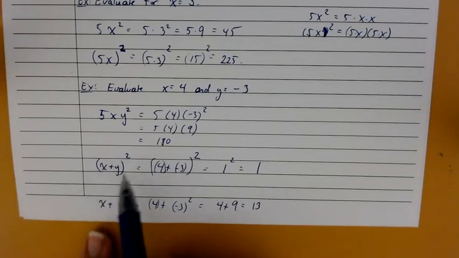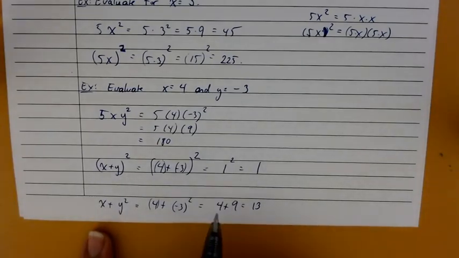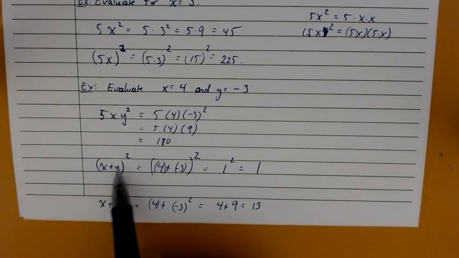So notice again, with parentheses versus without parentheses means something very, very different. Here it means you square all of this stuff. Here it means you only square the y.